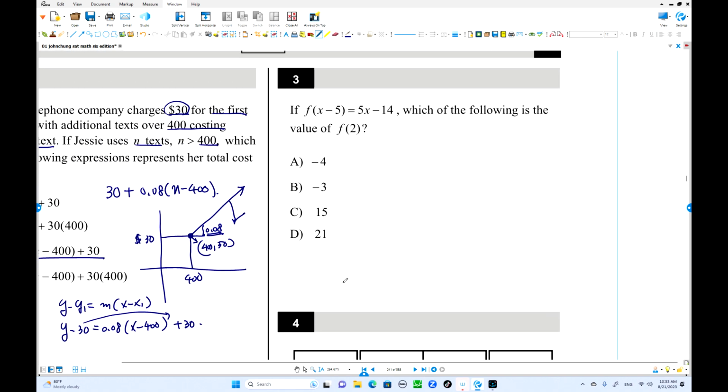Over here, number 3, which of the following is the value of f of 2? For what value of x is going to be f of 2? If x is 7, 7 minus 5 is 2. So put this 7 in the x. Okay, so 5 times 7 minus 14. 35 minus 14 is 21, right? 21 is the answer.